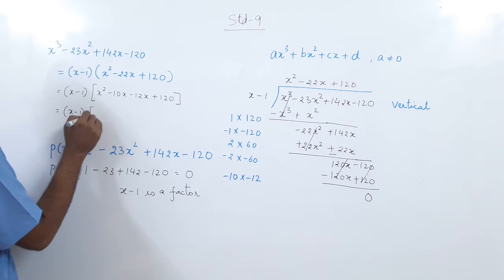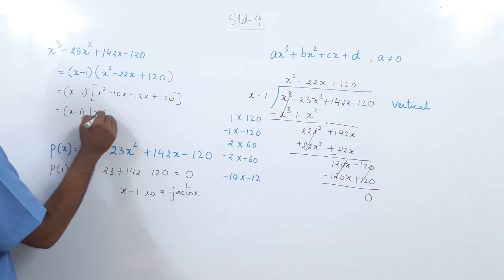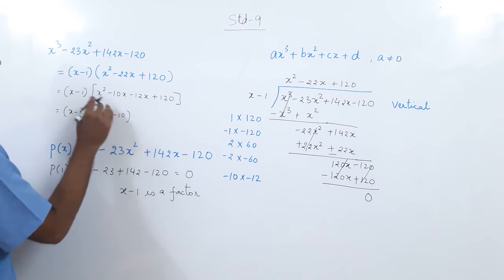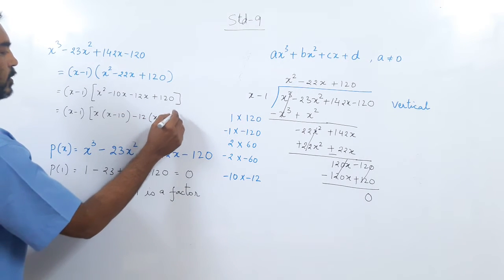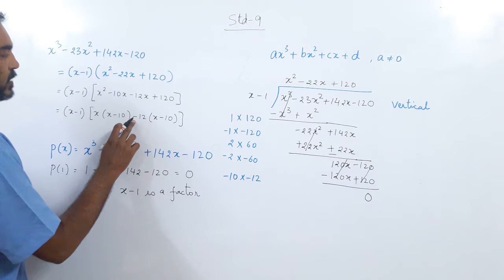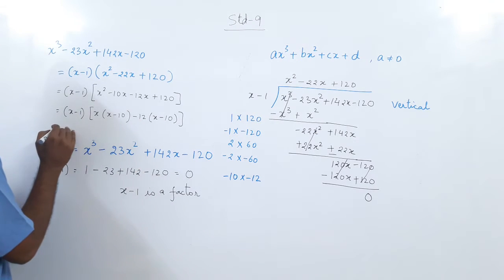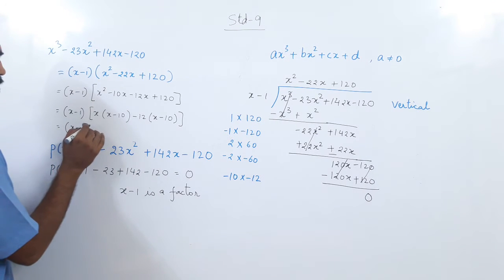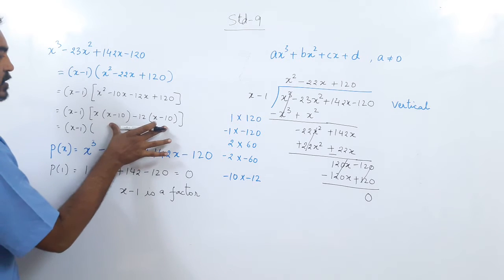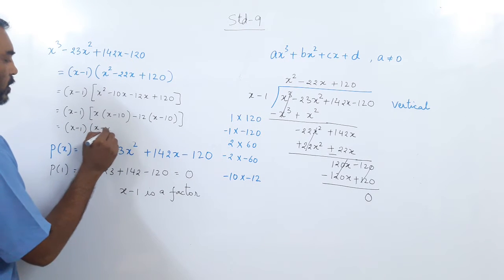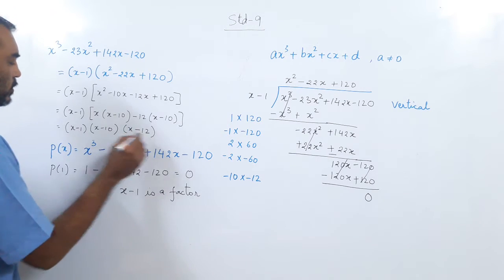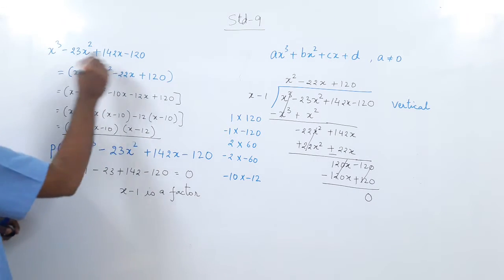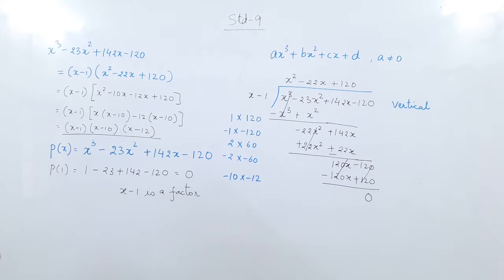X minus 1, square bracket. What is common here? X is common. So x minus 10 I get. Minus 12 is common. X minus 10. Why x minus 10? Minus sign outside, so inside the sign changes. So this becomes x minus 1, and x minus 10 is common in both. So I take out x minus 10. So what remains? X minus 12. So these three are the factors of this cubic polynomial.